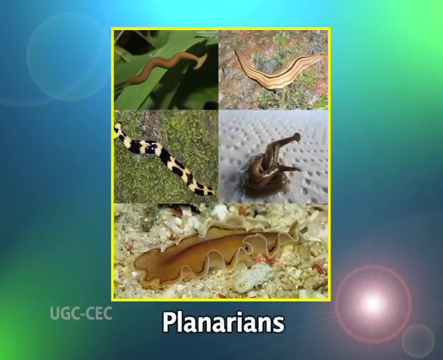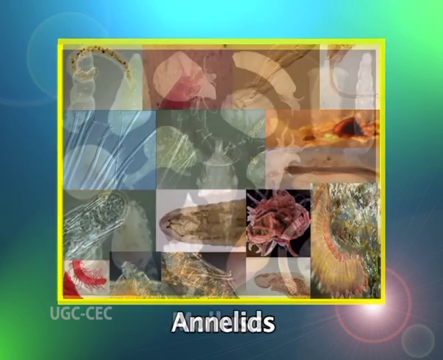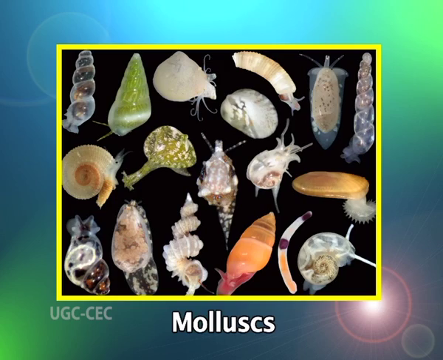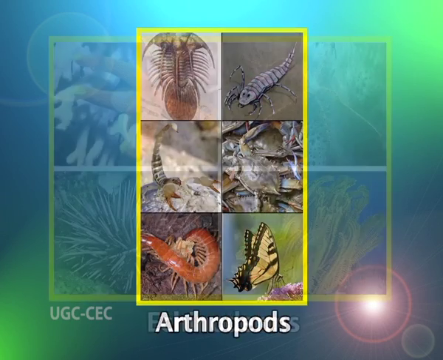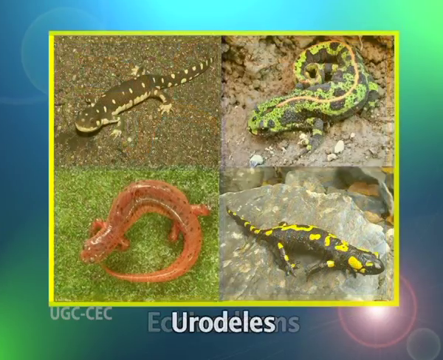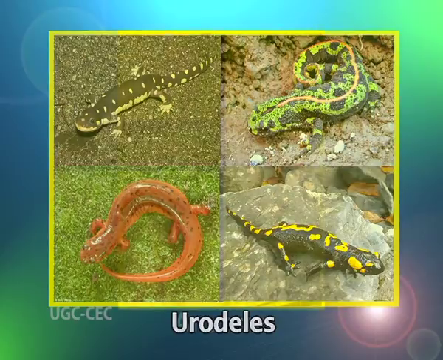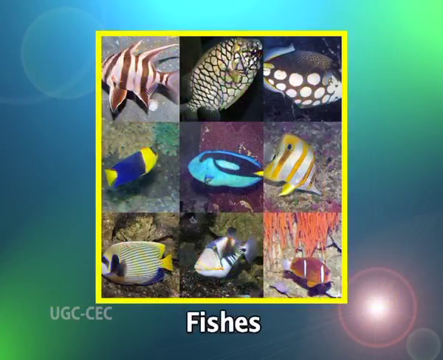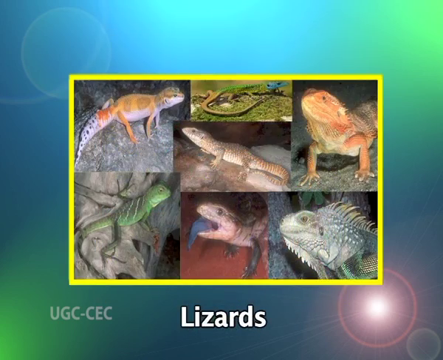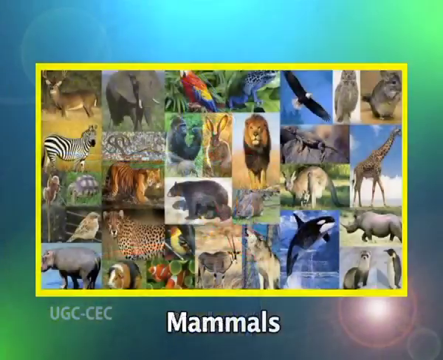It is common in planarians, nemerteans and annelids, but poor in mollusks, nematodes, arthropods and echinoderms. Among vertebrates, it is remarkable in urodels, but limited in anurans, fishes and lizards, and very poor in birds and mammals.